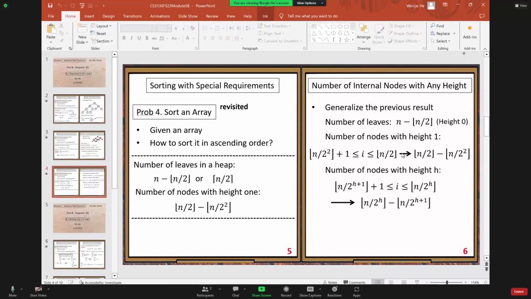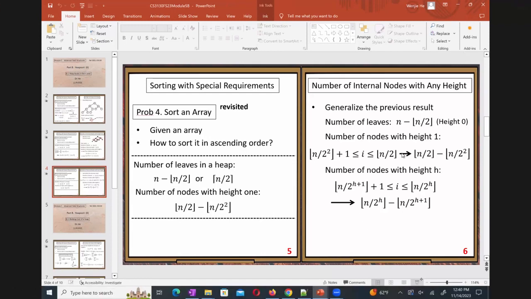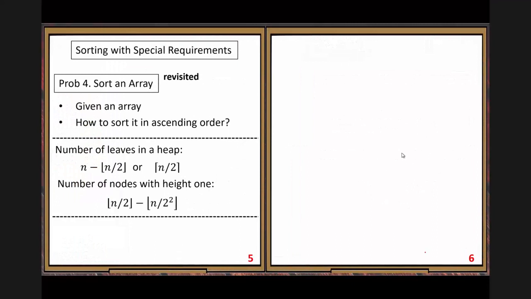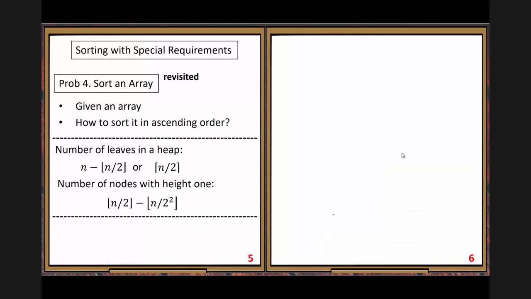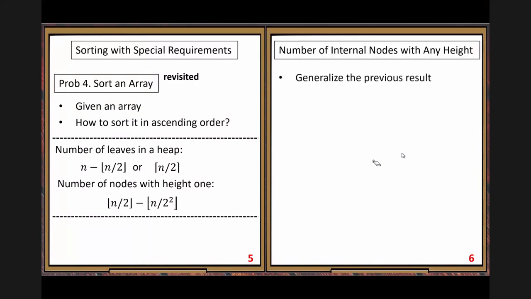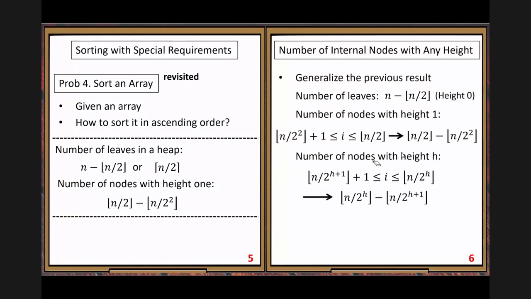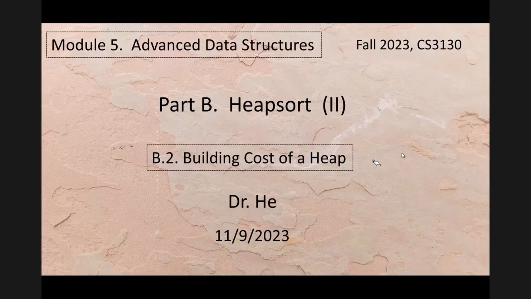Alright, so here, I will not repeat. Let me just continue from this slide. We already finished this one. We finished the derivation of the cycle. Then, the next topic, E.2, building cost of a heap. With the formulas from the previous slide, now we are ready to calculate the building cost of a heap.